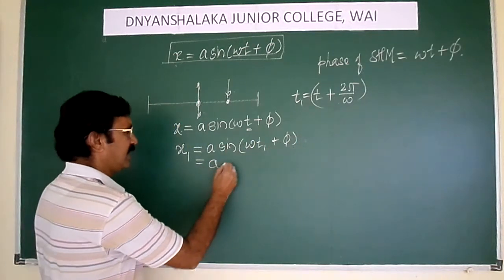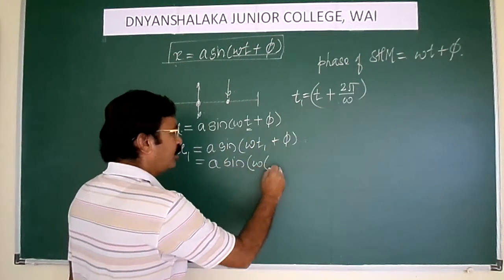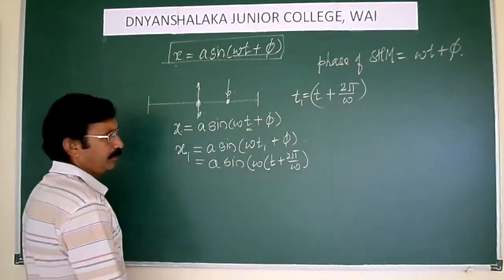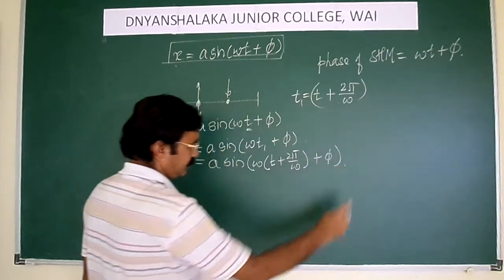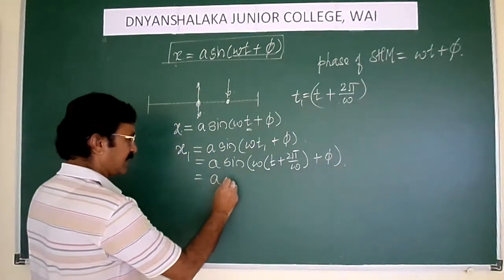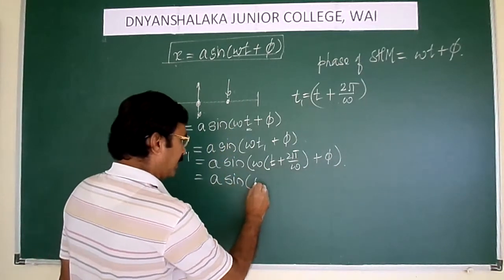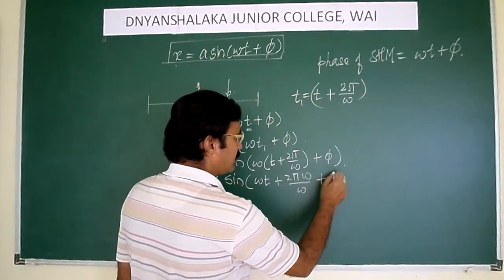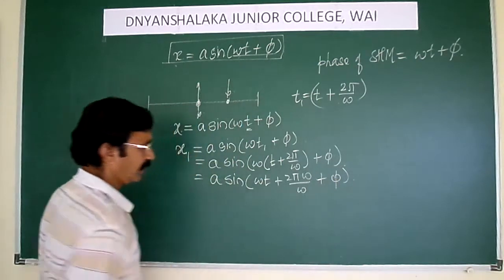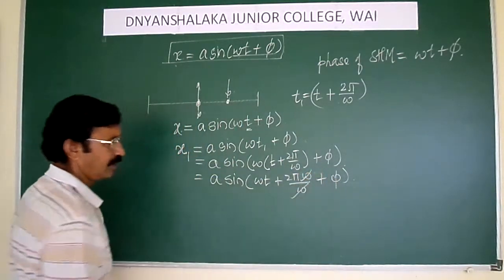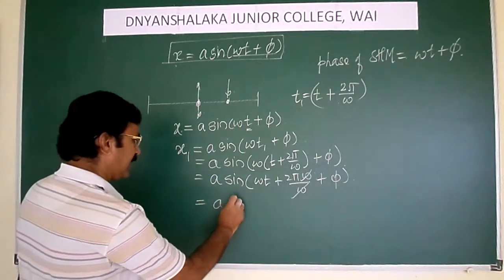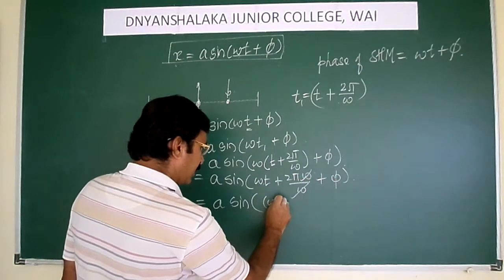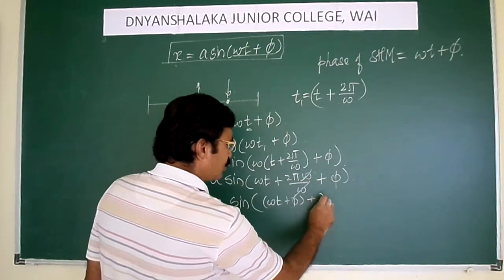So this can be written as A sine of omega into bracket t plus 2 pi upon omega, plus phi. So this can be expressed as A sine of omega t plus 2 pi omega upon omega plus phi. So this can be expressed as A sine of omega t plus phi plus 2 pi.